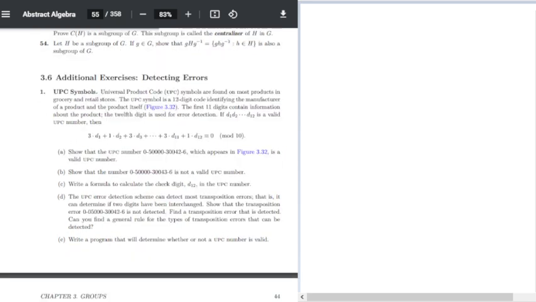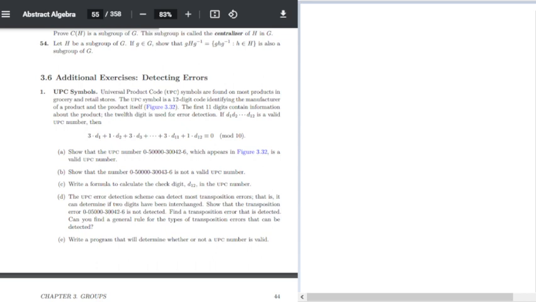The first 11 codes contain information about the product, with the 12th digit used for error detection. If D1, D2, all the way to D12 is a valid UPC number, then 3 times D1, plus 1 times D2, plus 3 times D3, plus 1 times D4, and so on, plus 3 times D11, plus 1 times D12, is congruent to 0 mod 12. A. Show that the UPC number 0, 5, 0, 0, 0, 0, 300426, which appears in figure 3.2, is a valid UPC number.